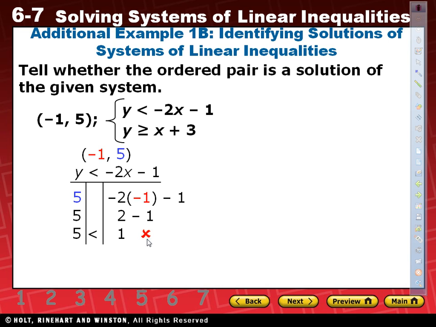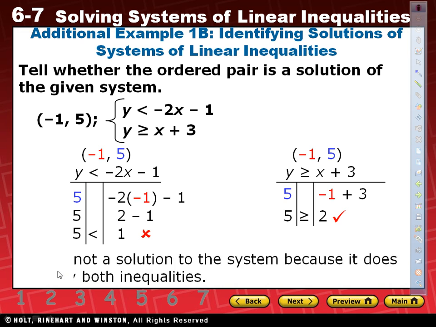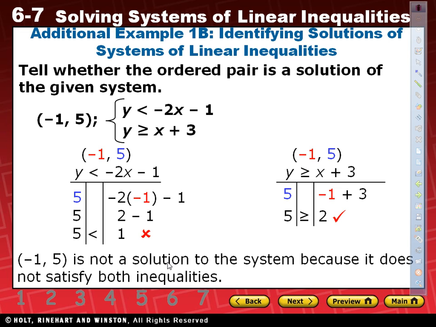But as soon as you find out that one of them is not true, what did we do? We went ahead and did the other one, right? So therefore, from now on, remember, whenever you encounter the very first one and it's false, you can stop there and just write your statement. Negative 1, 5 is not a solution to the system. Okay, and do this next one by yourself.